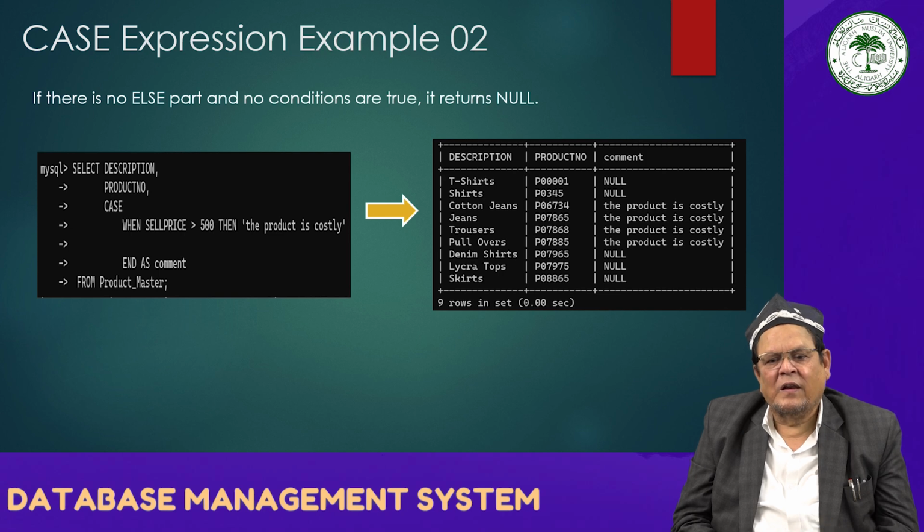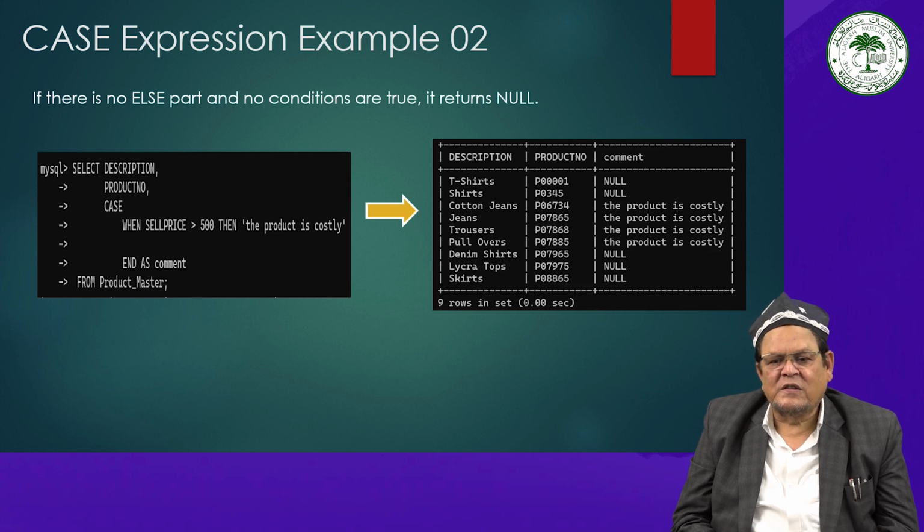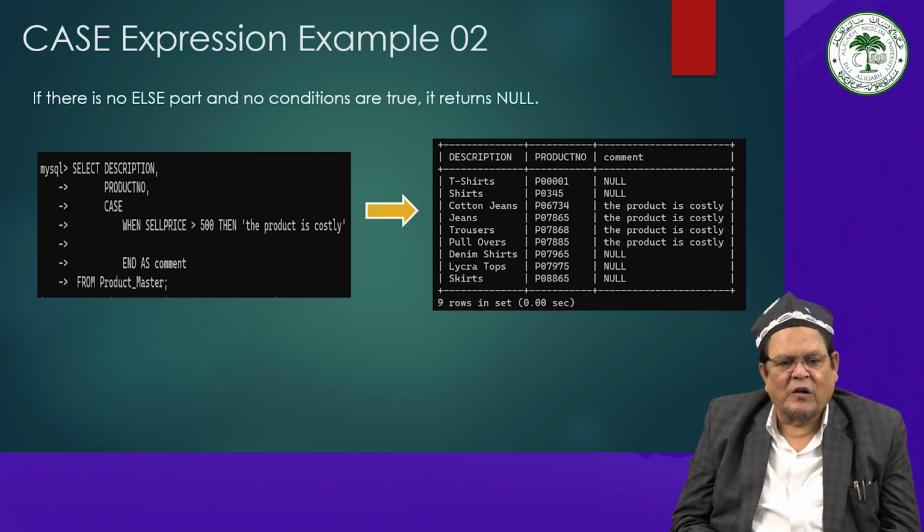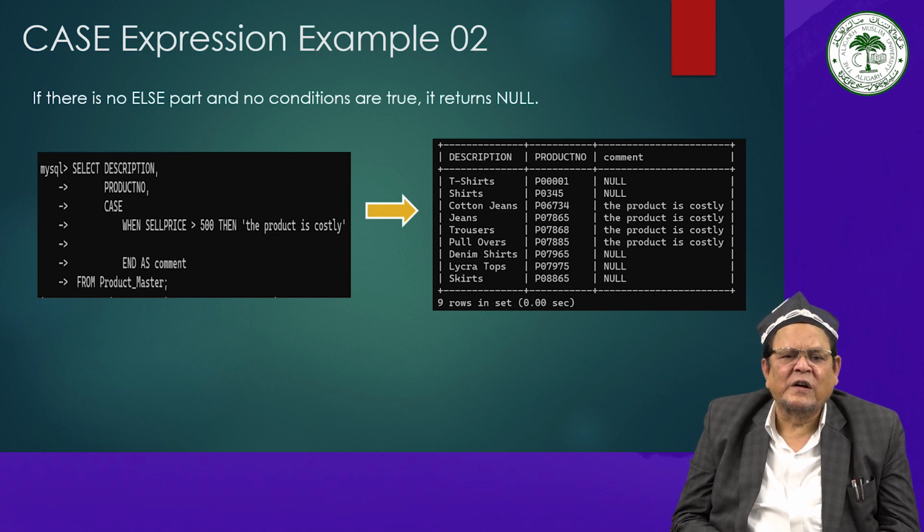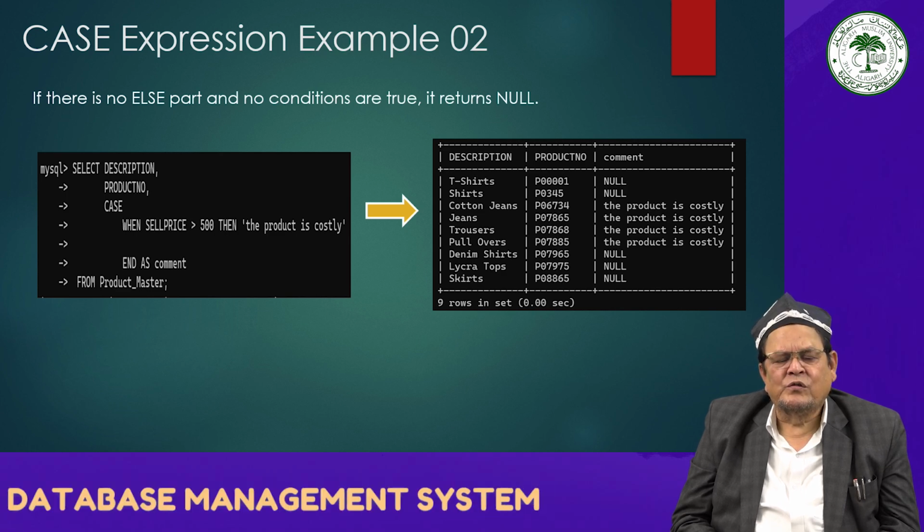T-shirt shows null, though it is under budget. Cotton jeans, the product is costly. Jeans costly. Trouser costly. Pullover costly. The others are null because you have not defined the ELSE statement. In this way, we can use different statements depending on requirements to improve retrieval.